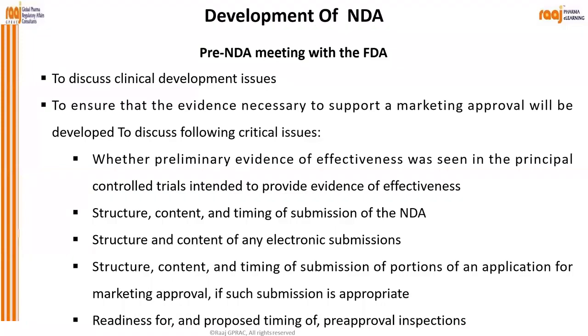Then the structure, content, and timing of submission of the NDA, and the structure and content of electronic submission. Because as I said, all health authorities, US, Europe, Canada, are looking for electronic submission in eCTD. So you had better understand and learn the eCTD concept. All the structure and content you have organized as per the hierarchy of the eCTD granularity will be reviewed in the electronic submission. Then the timing of submission of a portion of an application for marketing approval, if such submission is appropriate, and readiness for and proposed timing for review. So are you ready with all these things, just during your pre-NDA meeting with the FDA. There you have to discuss all these critical issues.